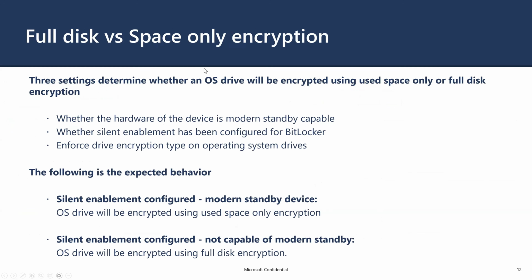Okay. You might have seen this while encryption is starting, right? What is the difference between used space and full disk encryption? This tells us whether the OS drive will be encrypted using used space only or full disk encryption. Say for example, I'm just giving a C drive as an example, it's 40 GB, and the OS plus all the other files are 15 GB. It encrypts only the 15 GB. The other space will not be encrypted.